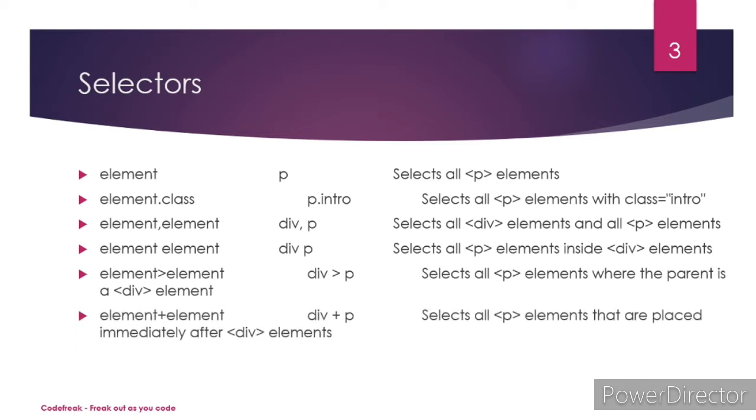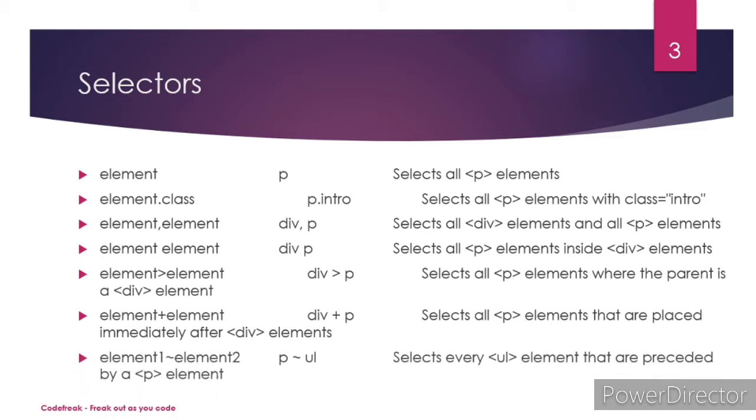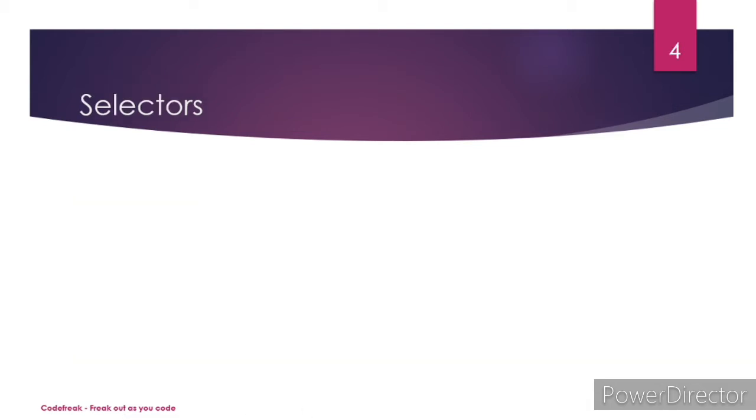Perfect. If you do div plus P, it selects all the P elements that are placed immediately after the div elements. So you have a div element, and just after that you have a P element. Then you have this tilde sign: P tilde UL. It selects all the UL elements that are preceded by a P element. Okay, now let's go to the others.